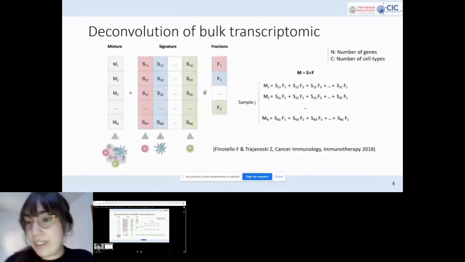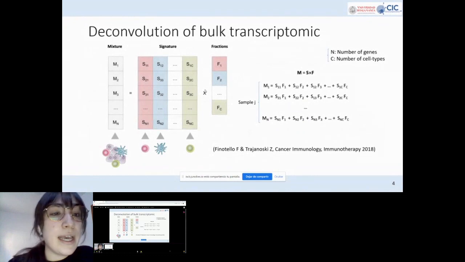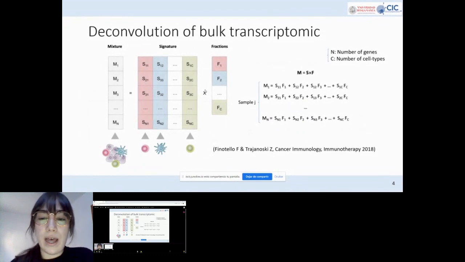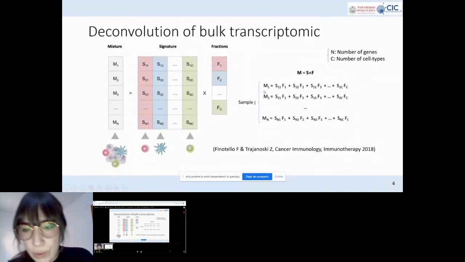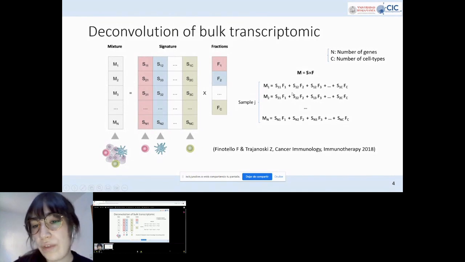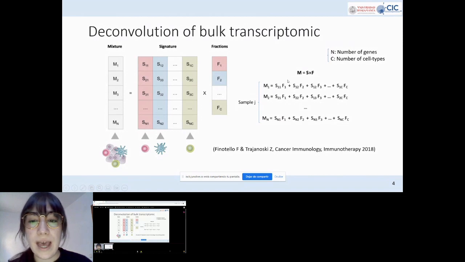Considering N the number of genes and C the number of cell types, the deconvolution proposes a system of equations, one for each sample j, where each equation is the gene expression for individual samples. The gene expression is defined as the sum of the product of the gene signature expression in different cell types and the cell proportions for any sample j.